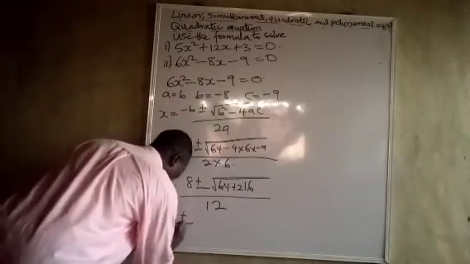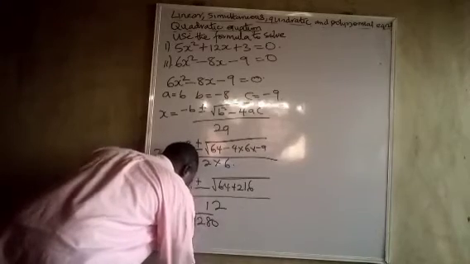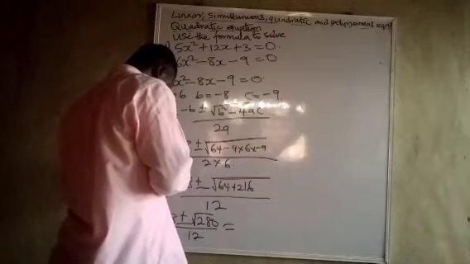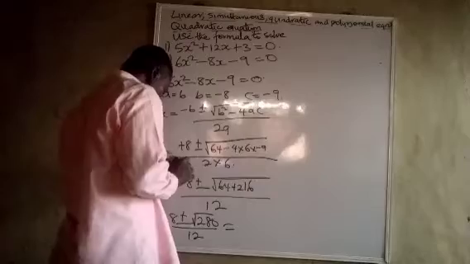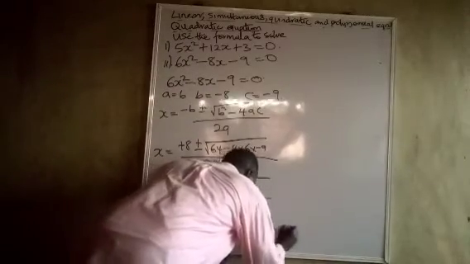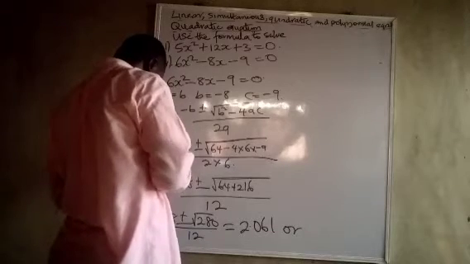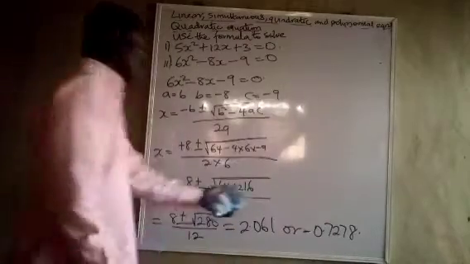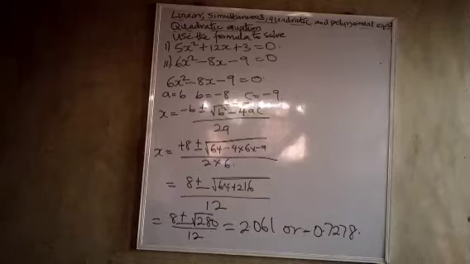Which will give me 8 plus or minus square root 280 divided by 12. And what will this give me? Plus 8 divided by 12. That gives me 2.061 or minus 0.7278. So you can see, straight and direct. So you need to practice more, and with this, I believe I made it look so simple, enjoyable, and fun.